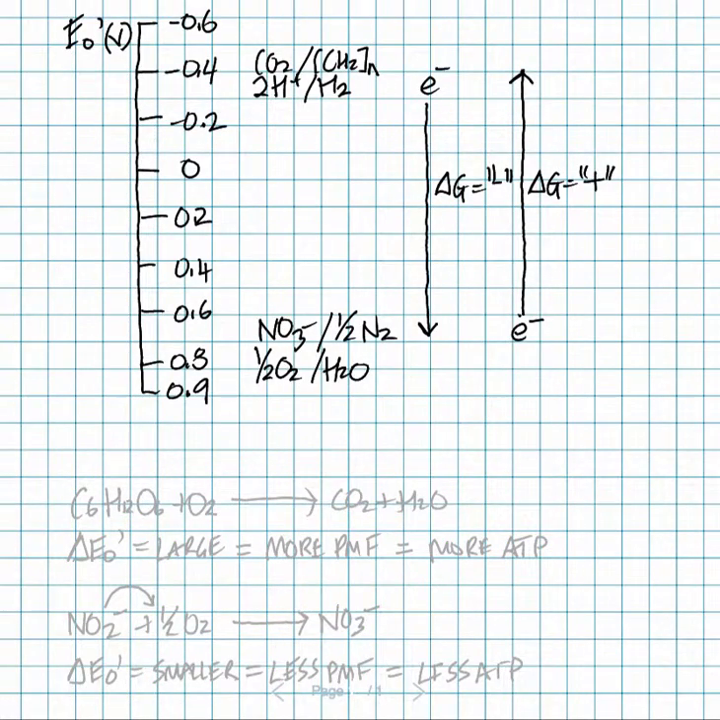So I'd like to try and relate the differences in the standard reduction potentials in two respirations to the size of the proton motive force that they produce, and therefore how much ATP they produce. So let's start off with a respiration that you're familiar with.